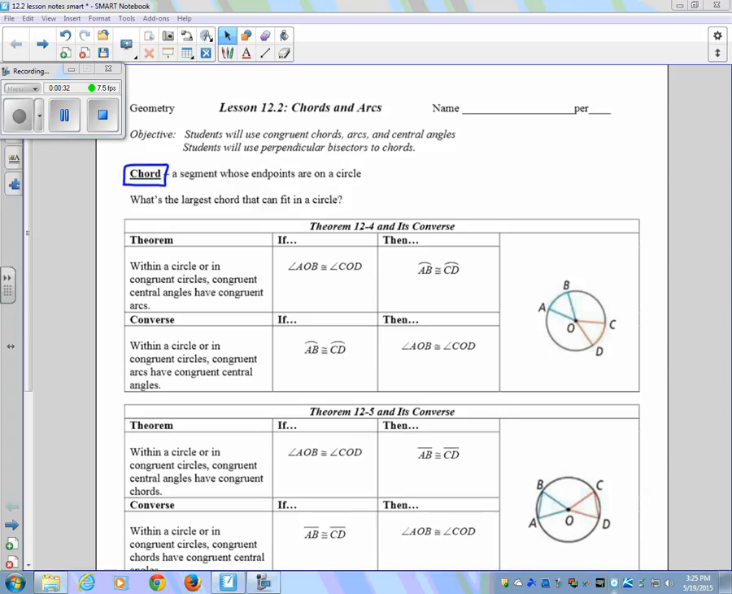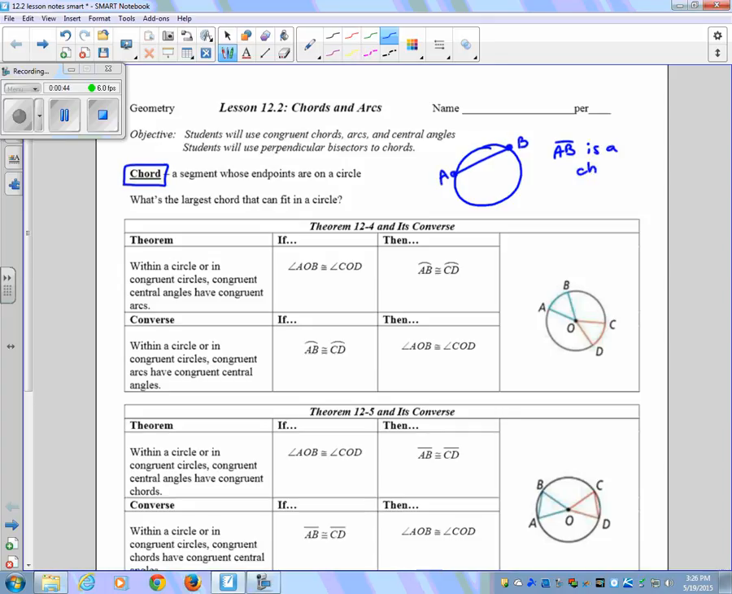So a chord, we can draw a little diagram here, would be something like this. So segment AB is a chord of a circle. Anything where the two endpoints are on the circle.